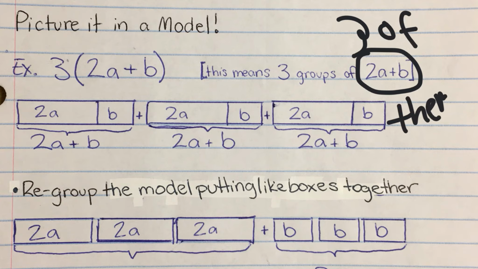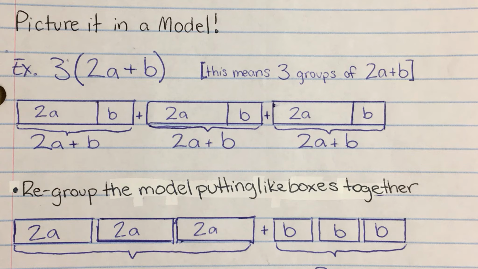Okay, so what we're doing here is that we are going to model the 2a plus b in 3 groups. So we've got 2a plus b in a bar diagram or a tape diagram. It looks like this. So here's one group. Same thing, 2a plus b. Here's another group. And 2a plus b, another group. As you can see, there are 1, 2, 3 groups of 2a plus b.